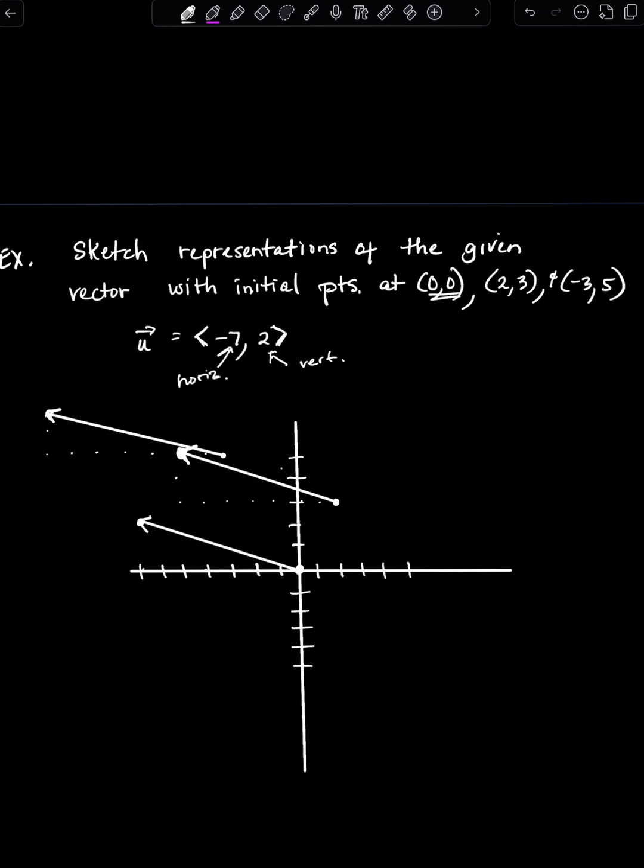For our purposes, you're going to probably start them at the origin, 0, 0. But notice that this has 3 different representations of the same vector. These are all equal vectors.